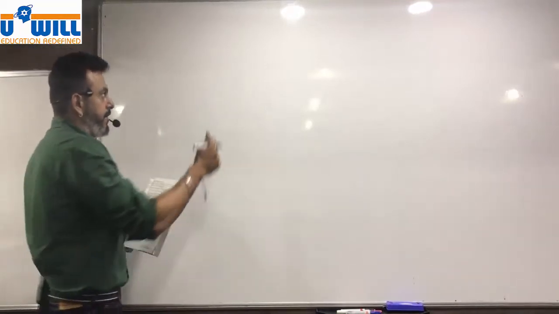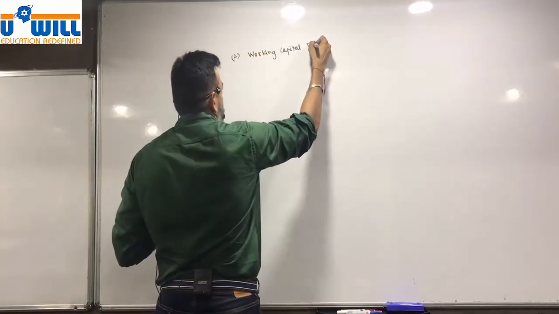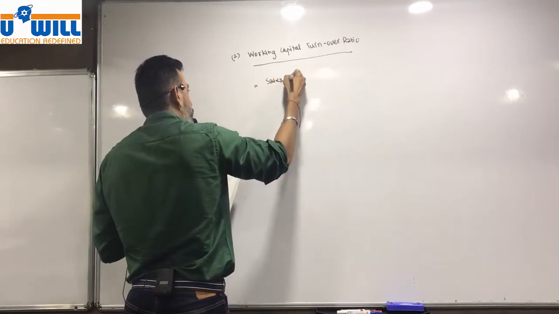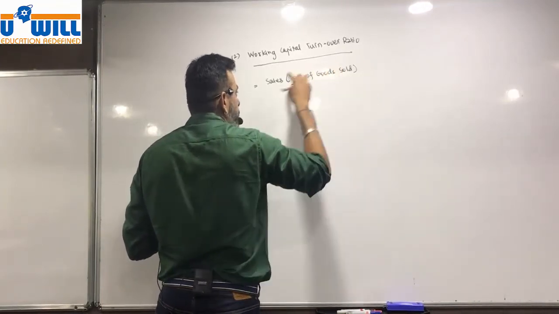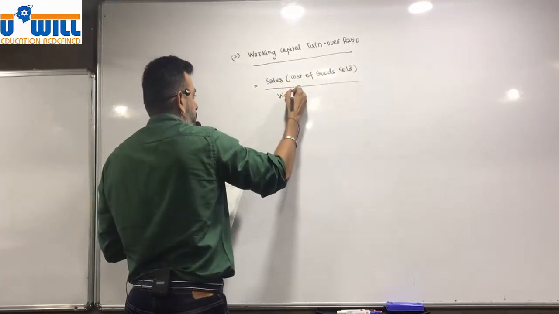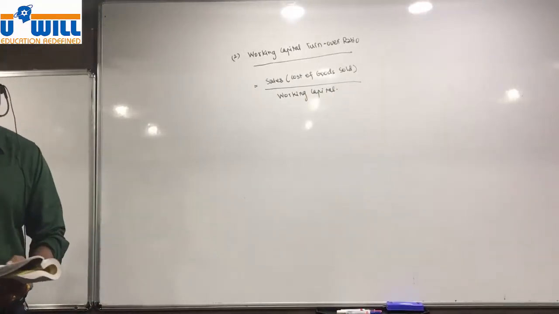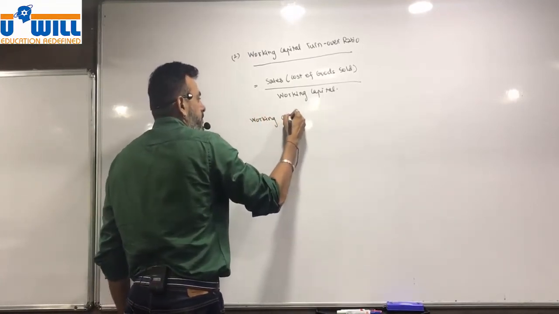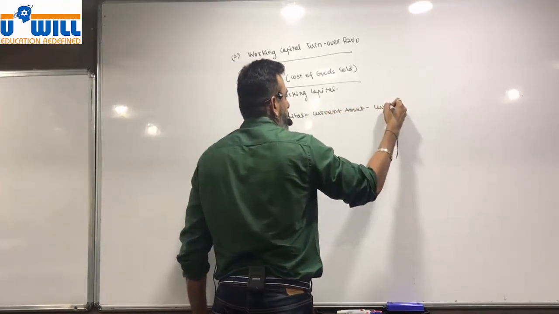Second of this efficiency ratio is known as working capital turnover ratio, which is equal to sales. In case where sales is not given, we'll use cost of goods sold. Okay, both are different. Upon working capital. Do you know what is working capital? Current asset minus current liability. Still you write working capital is equal to current asset minus current liability.